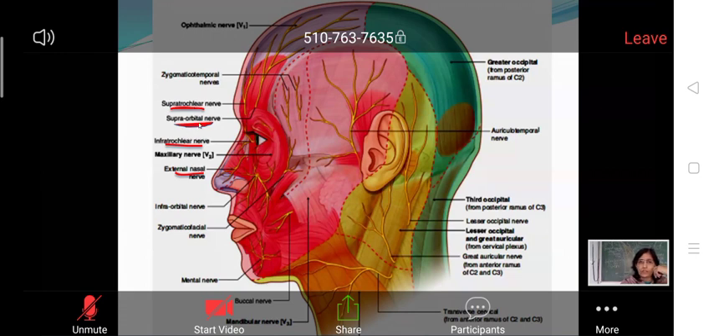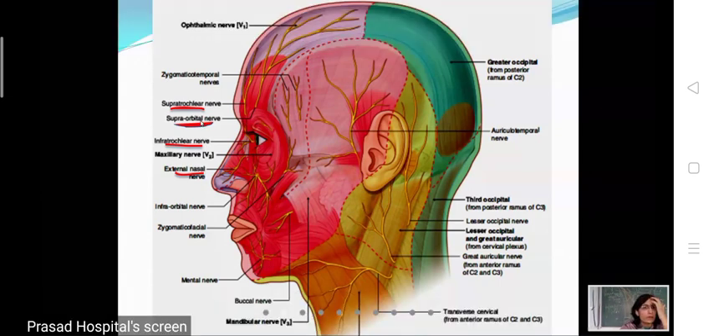The supraorbital nerve will come to the face, or appear on the face, after passing the supraorbital margin at the supraorbital notch. And then it will supply the area of the forehead. The supratrochlear nerve is just medial to the supraorbital nerve. It will also emerge from the supraorbital margin, medial to the supraorbital nerve, and it will supply the medial part of the forehead along with the medial side of the nose.